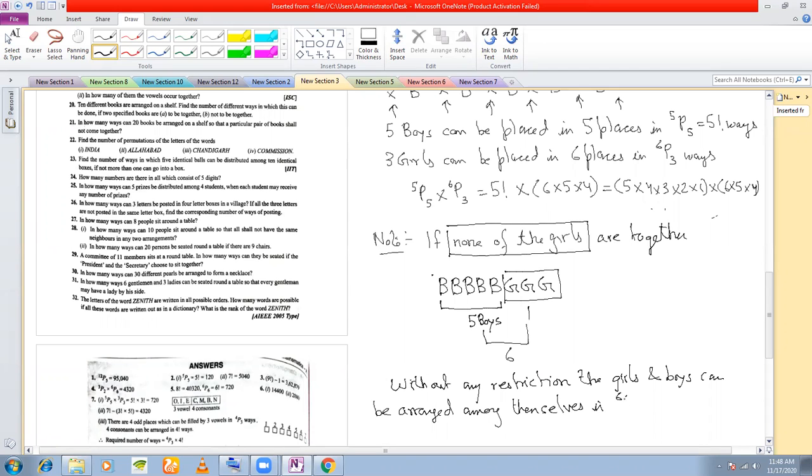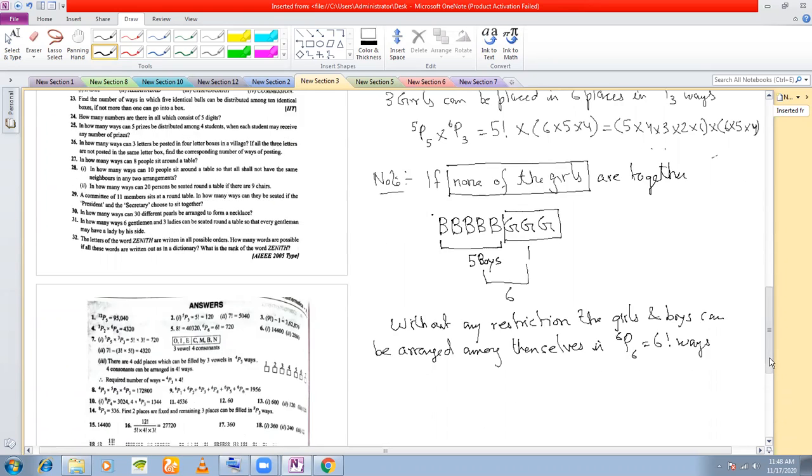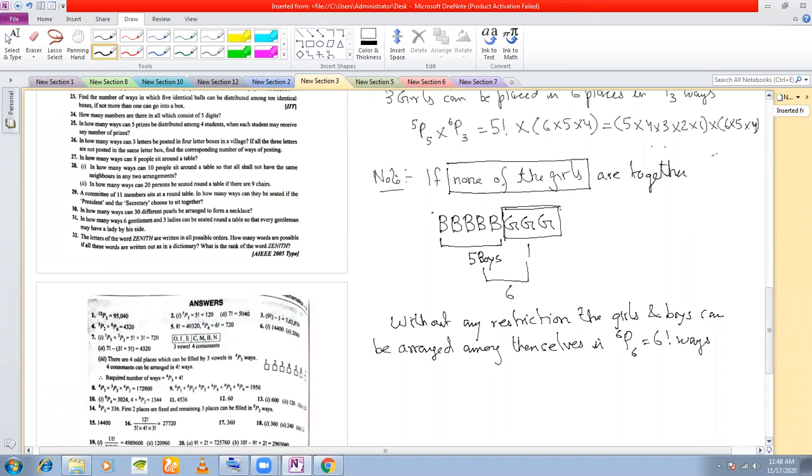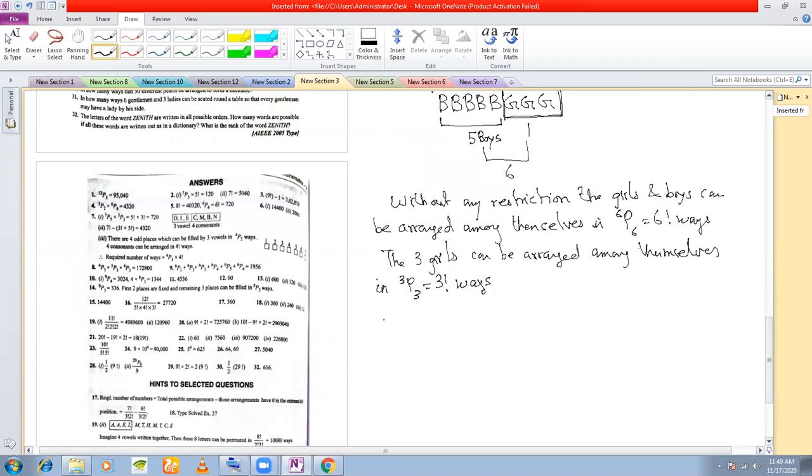In factorial 6 ways or 6p6 ways, right? Now, since you have considered all the girls as one, the girls can now be arranged among themselves in 3p3 ways. The three girls can be arranged among themselves in 3p3 ways, equal to factorial 3 ways. So in how many ways are the girls always together?